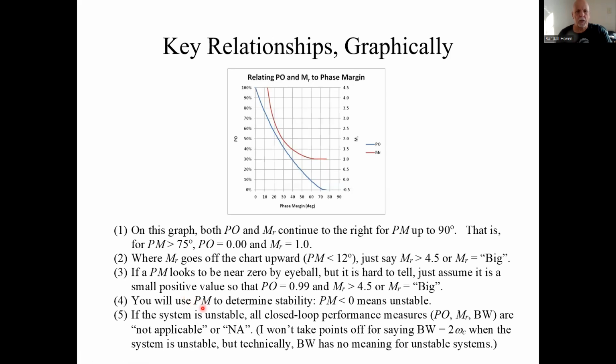Phase margin will determine stability. If it's negative, your system's unstable. If it's greater than 0, it's stable. And how big it is kind of tells you how close to stability you are. By the way, if your closed loop system is unstable, none of your performance measures mean anything.